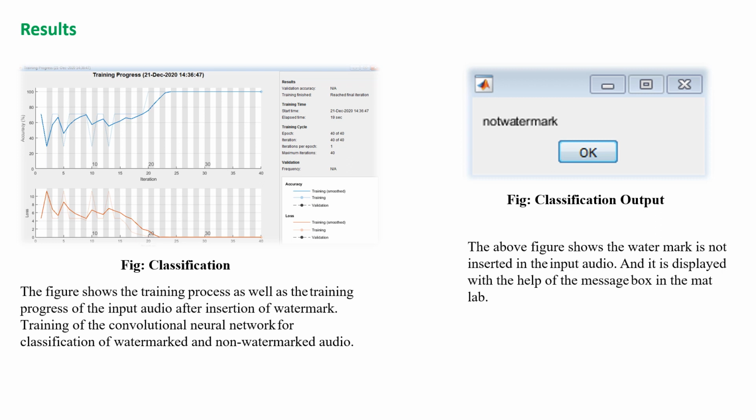Figure 3 shows the training process, as well as the training process of the input audio after insertion of the watermark. This is the training of the convolutional neural network for classification of watermarked and non-watermarked audio. Next, the fourth figure shows the watermark is not inserted in the input audio, and it is displayed with the help of a message box. If the watermark is not inserted, then it shows non-watermark. If it is inserted, then it shows watermark.